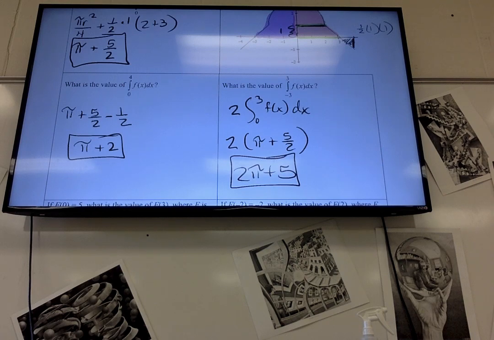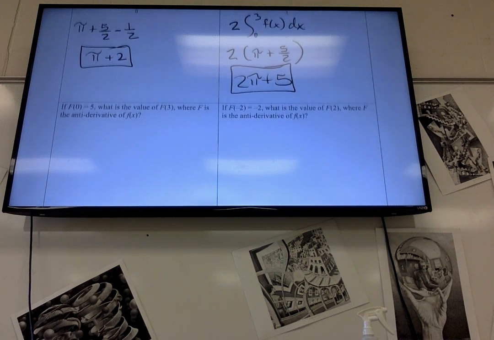Think smarter, not harder. I said times 2. I know, and I said yes. That's F of 0 equals 5. This is a capital F, that's F prime. So no, that's the antiderivative.